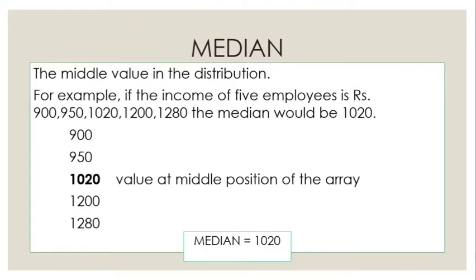So now, what is median? It's actually the middle value in any statistical data. For example, we have a series like 1, 2, 3, 4 and 5. In this series, the median is equal to 3 because 3 lies in the middle. Here also we are given an example: the income of 5 employees is rupees 900, 950, 1020, 1200 and 1280. Here the median will be 1020. Why? Because this value is present at the middle position of the arrangement. So that will be the median.